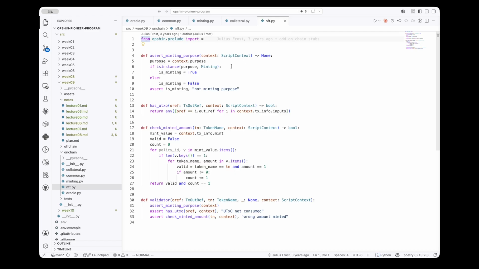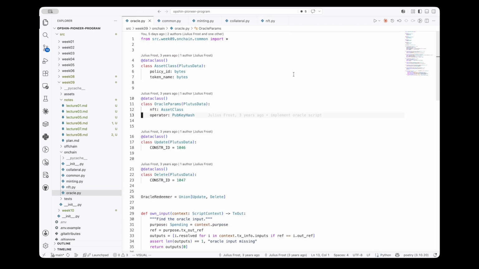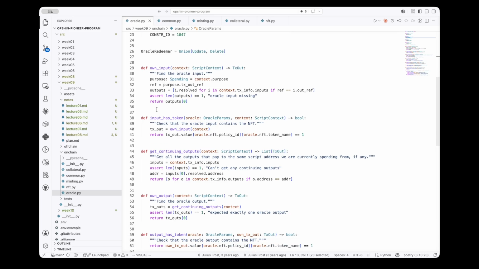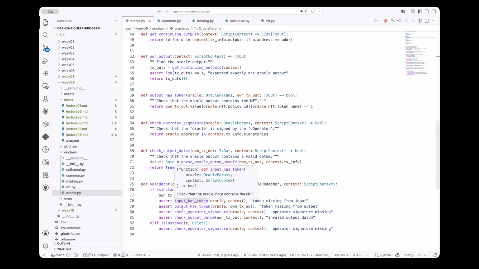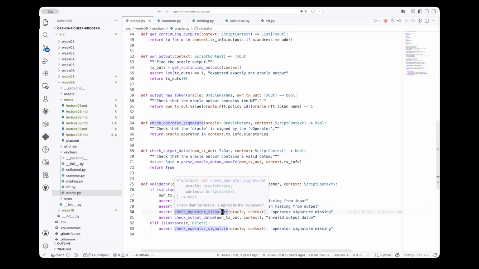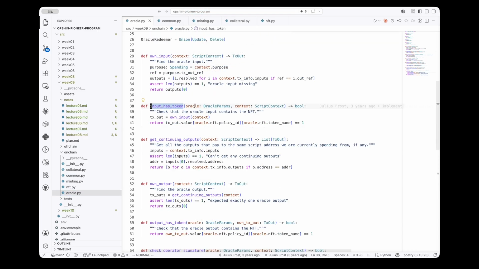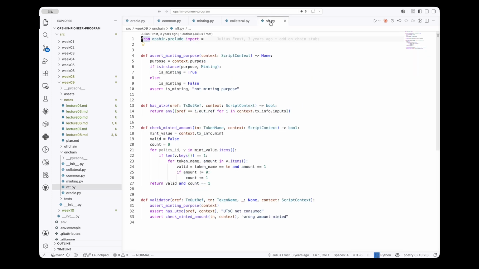And then we want to also have a look at this NFT contract. So just to recall, what is this NFT actually? This NFT is the one that sits in the Oracle UTXO. So we actually check here in the Oracle contract always that this input has a token, and this token is exactly what is in the Oracle parameters, the NFT policy ID and token name. And here this policy ID will correspond to the following minting policy.